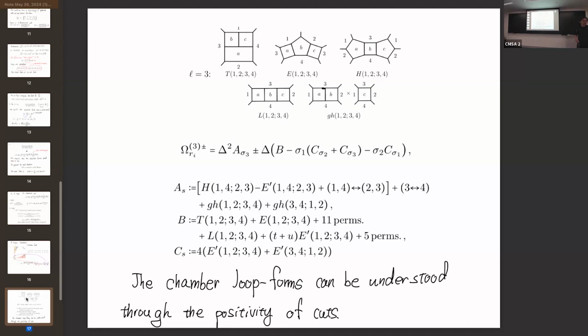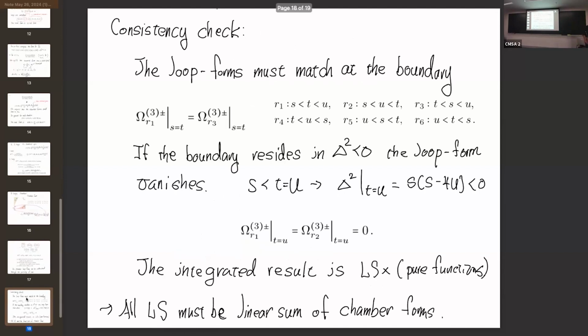Yes, so that's basically what I say here. It can be understood through the positivity of the cuts. So this is very complicated. There are a lot of consistency checks that we can do for these loop forms. For example, say two chambers merge. They share a boundary, so one of the consistency conditions is that the loop form associated with chamber 1 and the loop form associated with chamber 3, for example, share the boundary S equals T, so the loop forms had better agree, and indeed they do agree. So you have two loop forms and they merge to the same loop form at the codimension 1 boundary.